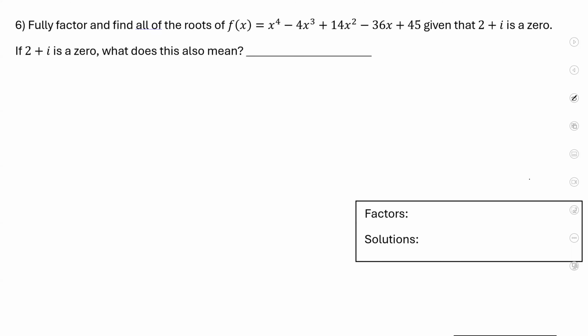Okay, the biggest thing that I need you to pick up from today is that if I give you this 0, because it's imaginary, you're also going to have the conjugate. This is also a 0. 2 minus i is also a 0. So you guys are doing synthetic division to find the other zeros that are missing.